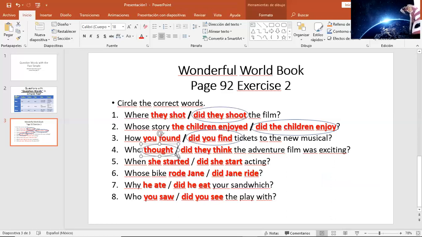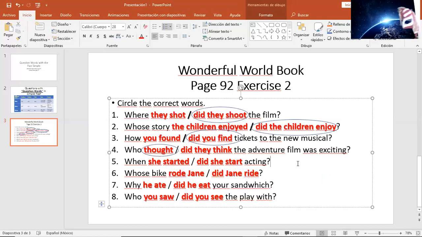Okay? So that's the correct answer, all right? Who thought the adventure film was exciting? ¿Quién pensó que la película de aventura fue emocionante? All right, number five. Let's continue with number five.